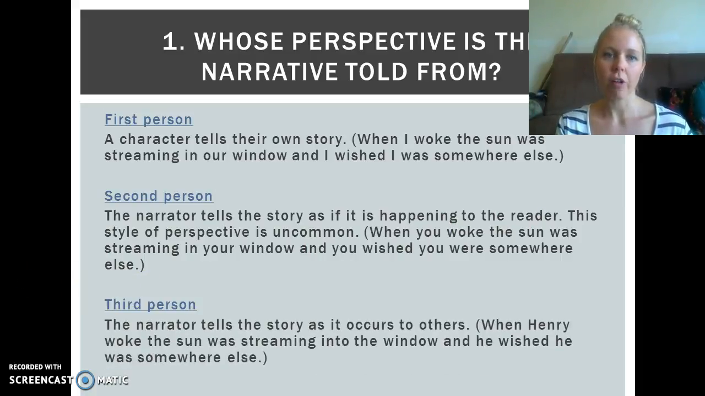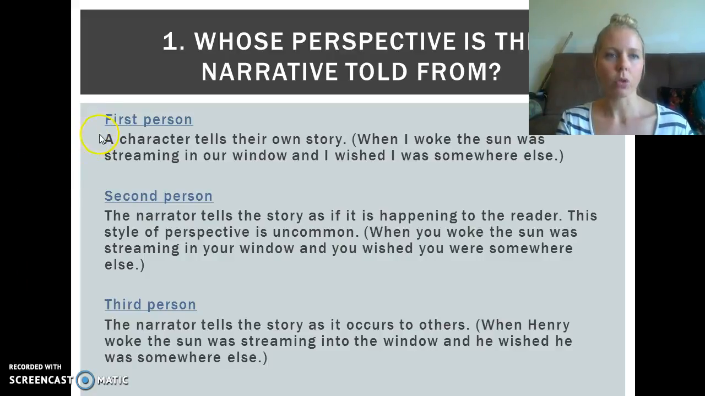This is where the narrator tells the story as it's occurring to somebody else or other people. For example, when Henry woke, the sun was streaming into the window and he wished he was somewhere else. So there are 3 different styles of perspective that you can choose from.